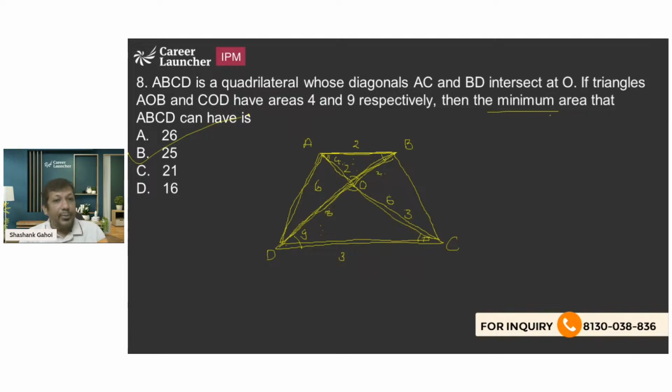So always remember this point, whenever you need to minimize the area or something like this, always go for the most symmetric figure and go for the most symmetric possibility.